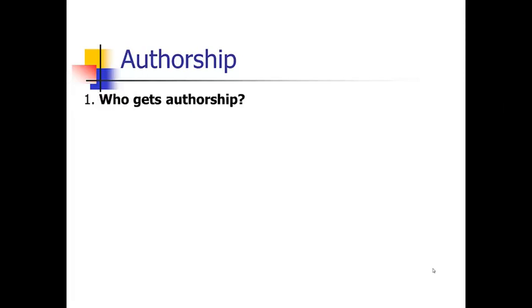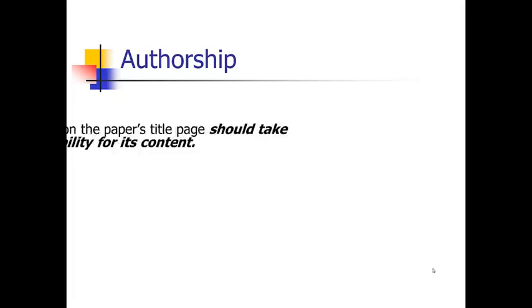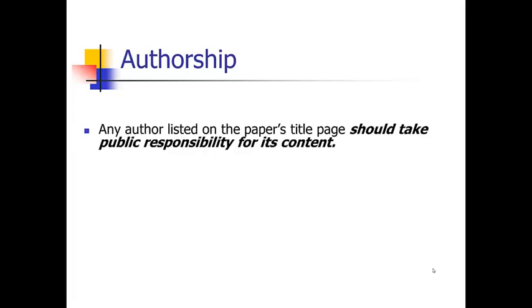There's two questions you have to answer with authorship. First of all, who gets authorship? Who are you going to include as an author on your paper? Again, if you're the primary person writing up the paper, who else are you going to include as authors? The main criterion here is that any author of the paper, any author listed on the title page, should take public responsibility for its content. And that's a fairly high bar. You have to be willing to take public responsibility for that article's content.